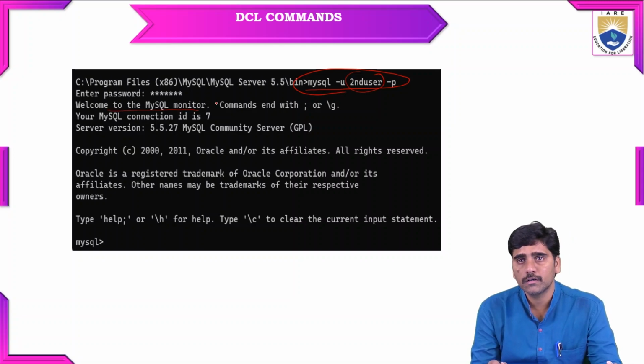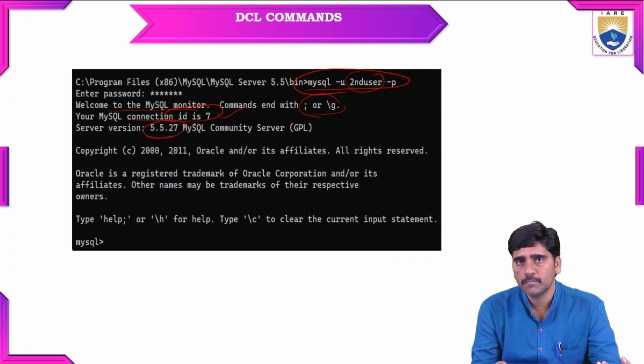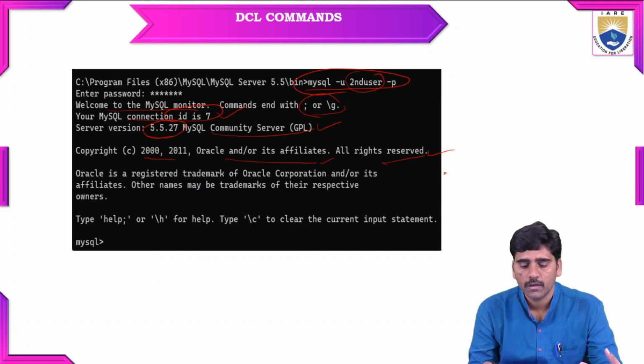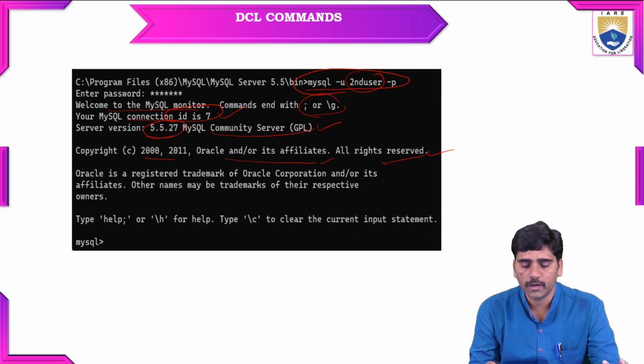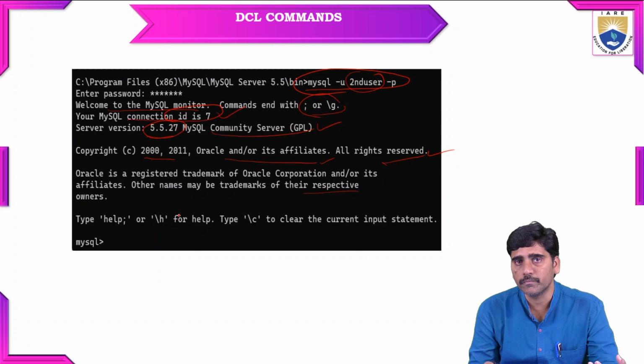After entering the password, it displays: Welcome to the MySQL monitor. Commands end with ; or \g. Your MySQL connection ID is 7, and the server version is 5.5.27 MySQL Community Server GPL, meaning General Public License, copyright Oracle and its affiliates, all rights reserved. This is all the information about the SQL version. Oracle is a registered trademark of Oracle Corporation and its affiliates. Other names may be trademarks of their respective owners. So this is all about how to log in as a user.